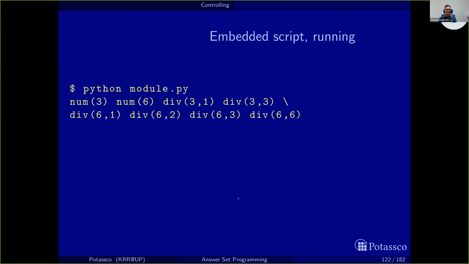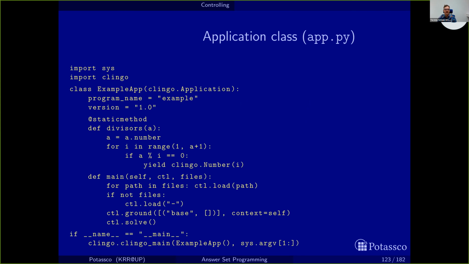So you more or less call Python, you call the module thingy, and you get this output. But you see, this is now the output of the print of Python, and you have to care for everything yourself, because now you move to the world of Python and you just include this as a module. That's the embedded script.